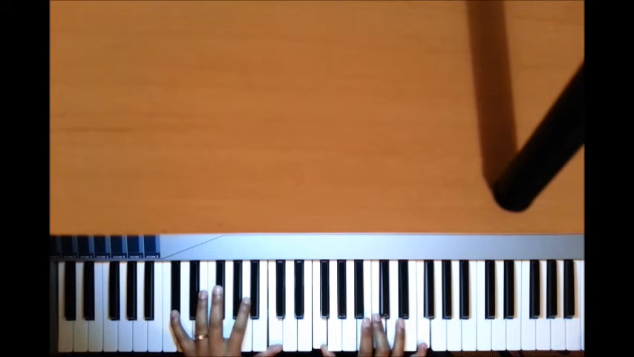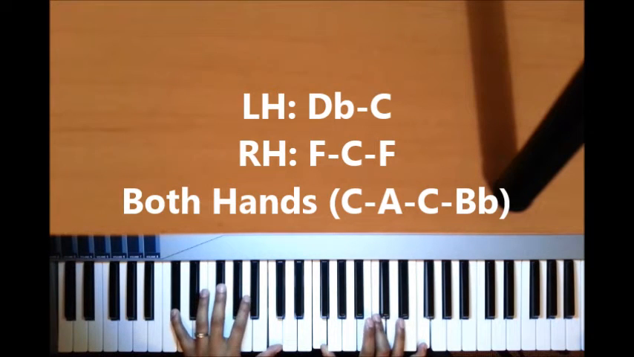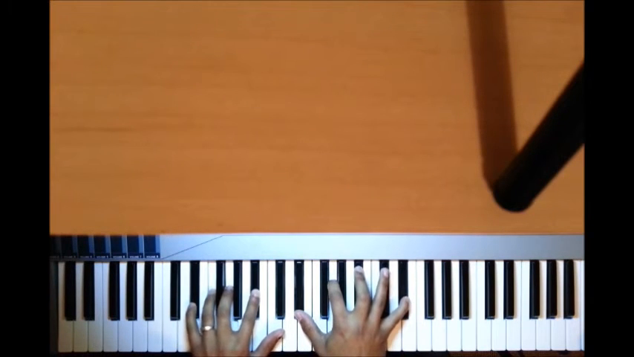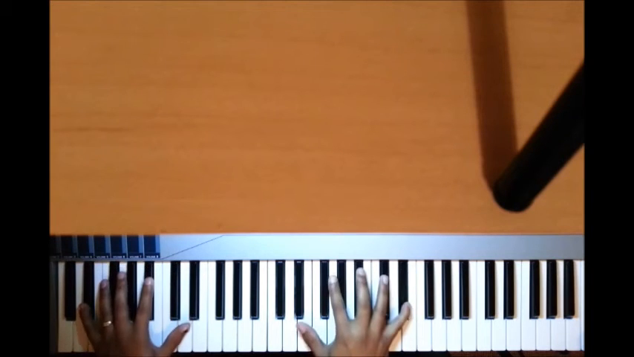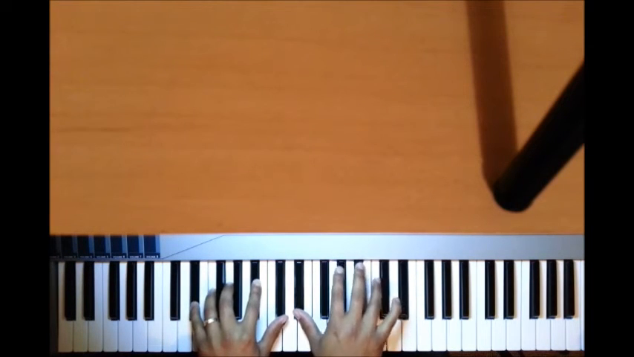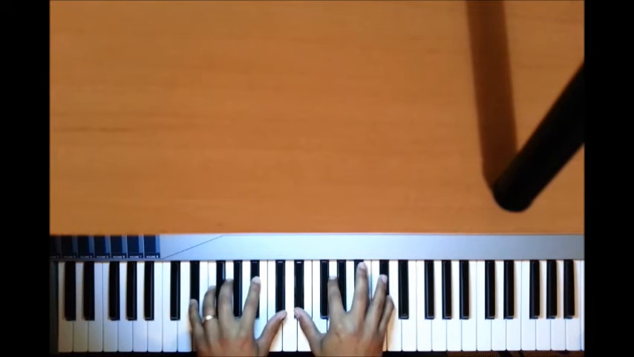So on the 4 chord, which is D flat, I have D flat, C for my left hand. For my right hand, I have F, C, and F. Now you can add this in the middle, C, A, C, B flat. Now I actually played it like this. So after that 4, we go to the 5.